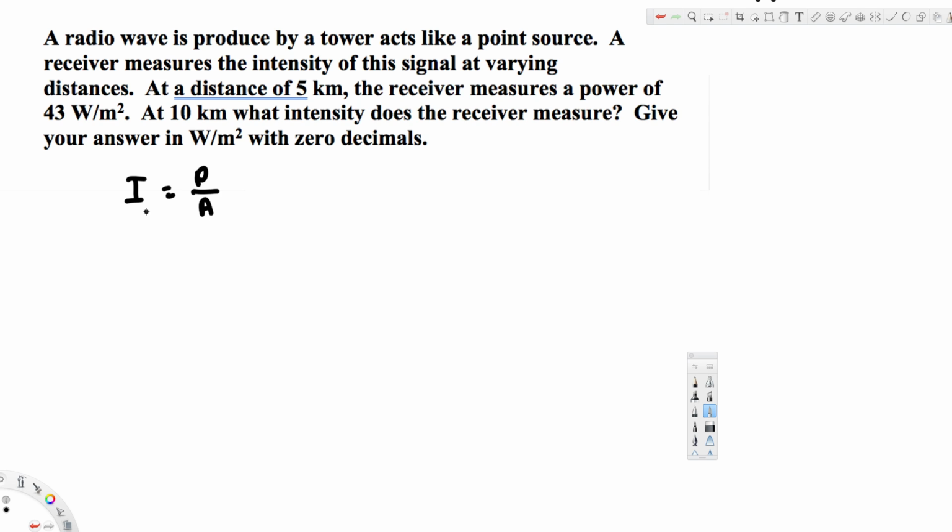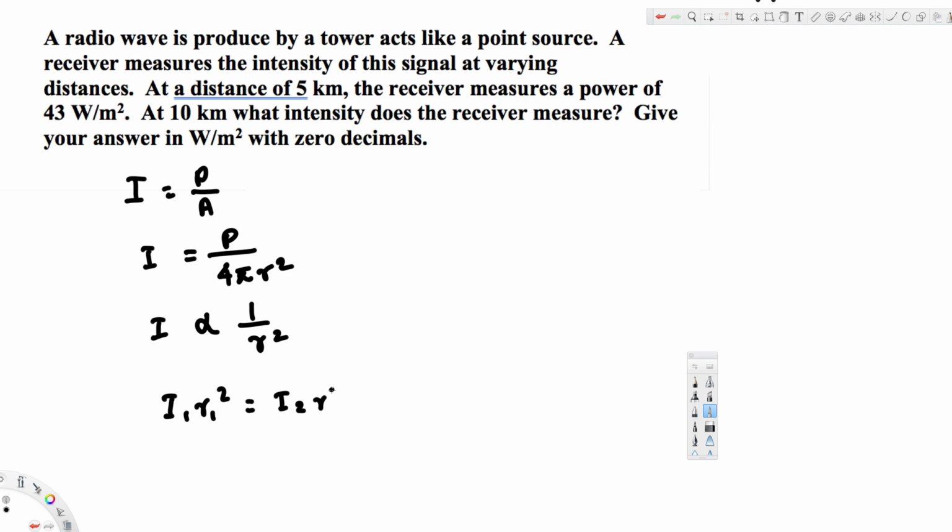Now let's see. P over A, where A is the surface area, and we are considering a sphere, and for a sphere the surface area is 4 pi r squared. This 4 pi doesn't do anything. We are only considering this r, and this r is inversely proportional to the intensity. So intensity is inversely proportional to r squared, and from this we can create the equation I1 r1 squared is equal to I2 r2 squared.